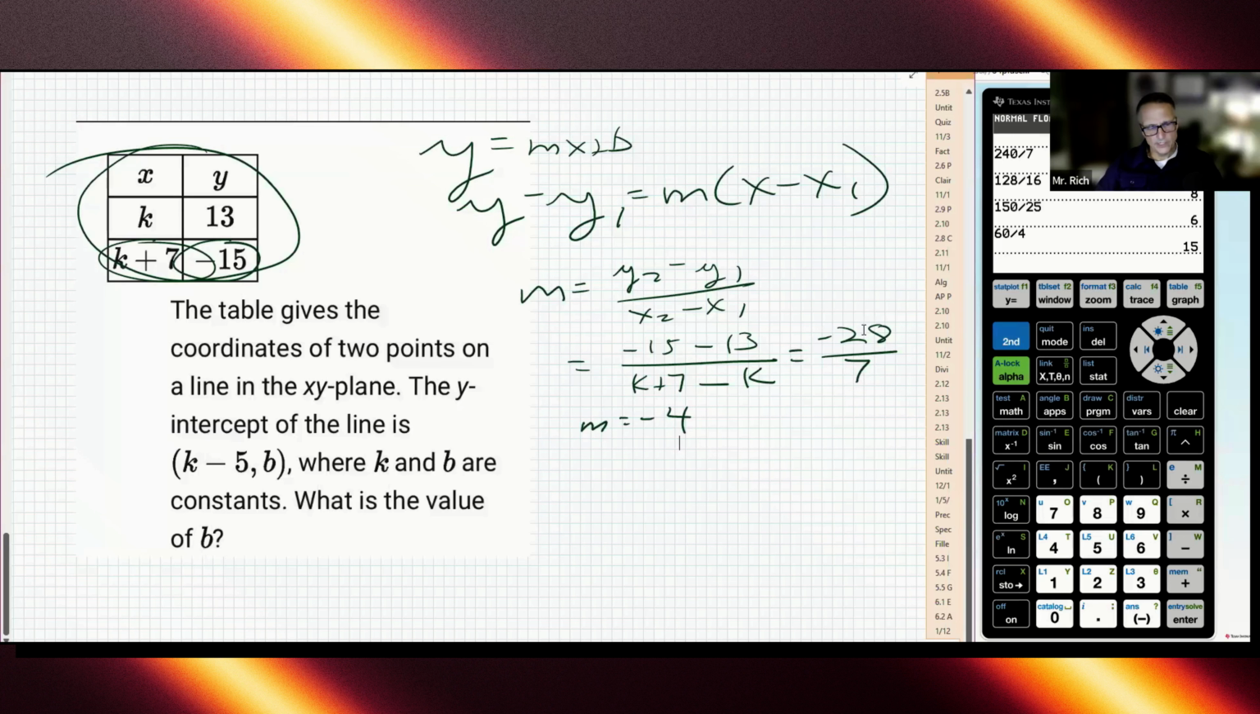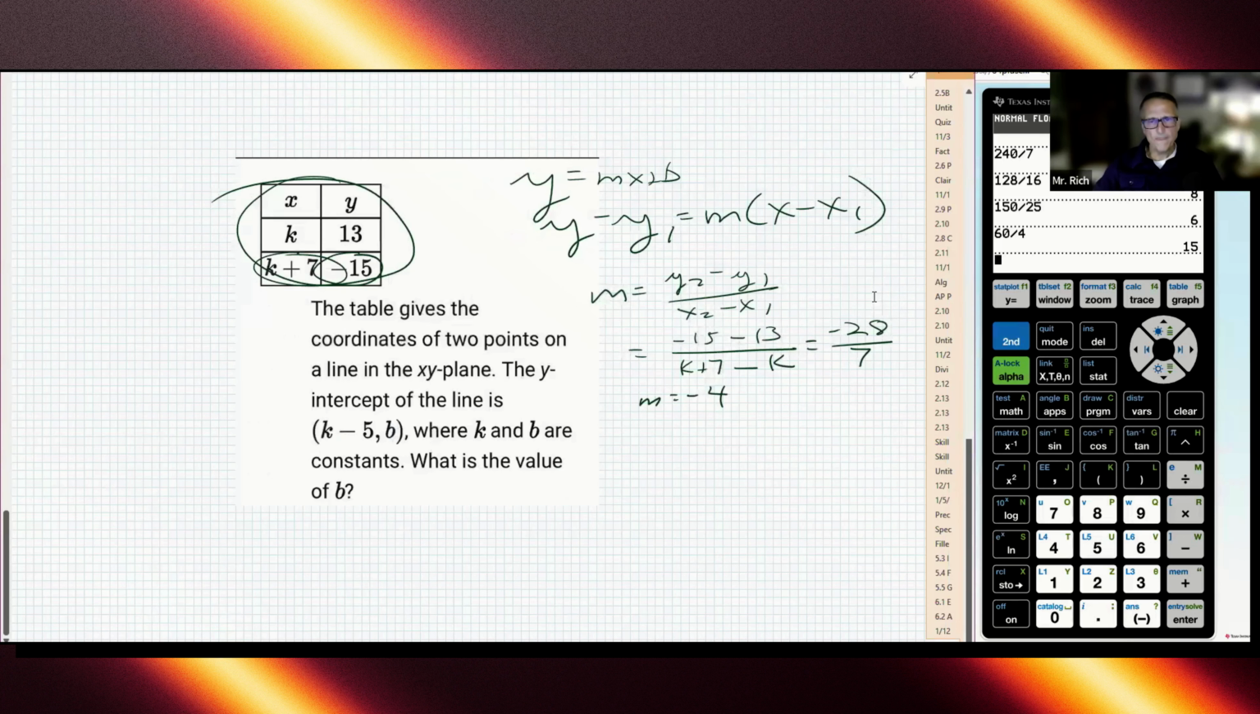What I'm going to do next is plug my slope into my point slope form. y minus y1 is equal to negative 4 times x minus x1. The next thing that we normally do when we're coming up with an equation of a line, and why am I coming up with the equation of the line? Because I want to find out what the y-intercept is, right? Because I want to know what b is.